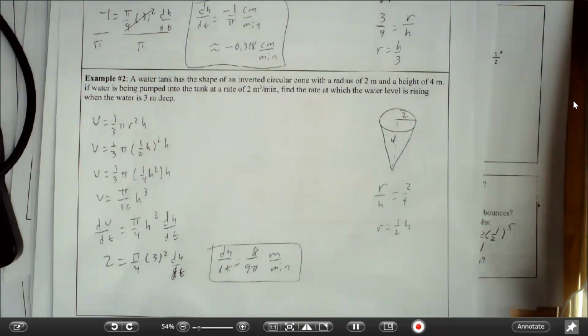Once you get that R is equal to 1/2 H, now we could plug that in for R here. And so this is 1/3 pi. And then this is (1/2 H) squared H. One-half H squared is 1/4 H squared. If I multiply all of this out, it gets pi over 12 H cubed. Now, if I differentiate both sides, I get dV dt is equal to pi over 4 H squared dH dt. And then now I plug in 2 for dV dt. I plug in 3 for H.